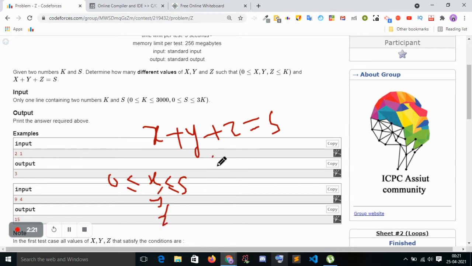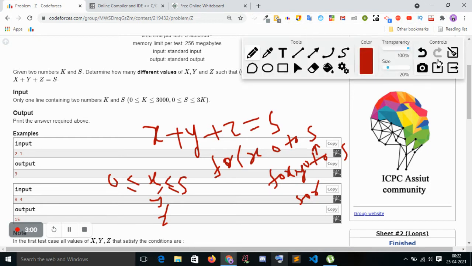So what should I do in a brute force approach? I'll make a first loop for x. It starts at 0 and goes till s, inclusive. Again I loop for y from 0 to s, and again for z. So we make a three nested loop and check if x plus y plus z equals s, then I will do count plus plus. That is our first basic approach. Let's try to solve it and see what problem we are getting.